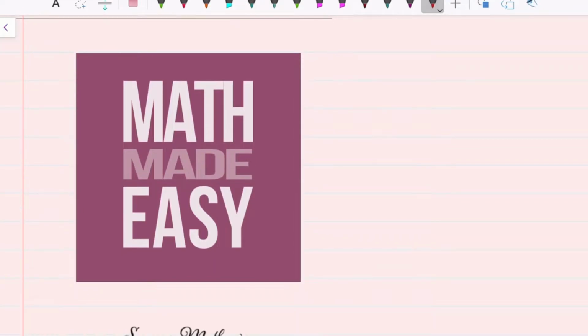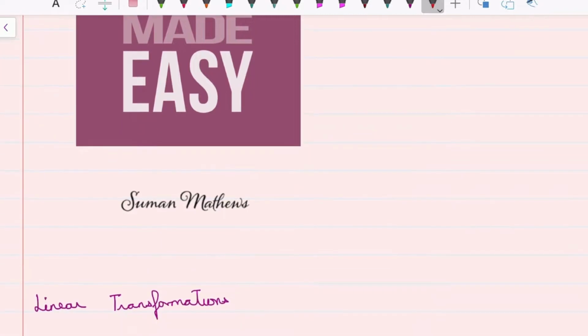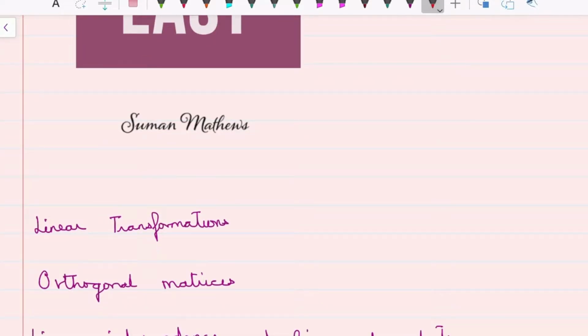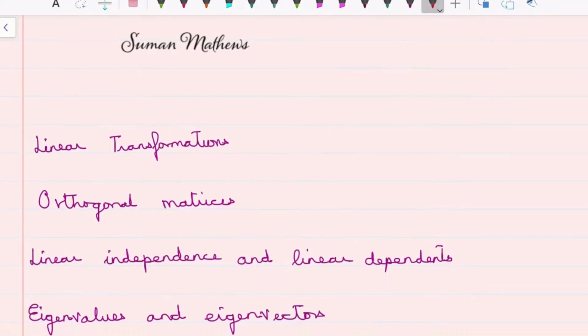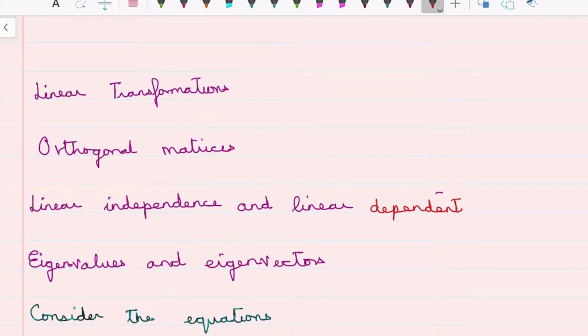I hope to make math easy for you through this lesson. And in this lesson, we will be discussing linear transformations, orthogonal matrices, linear dependence and linear independence, and linearly dependent vectors. We will also be learning about eigenvalues and eigenvectors.